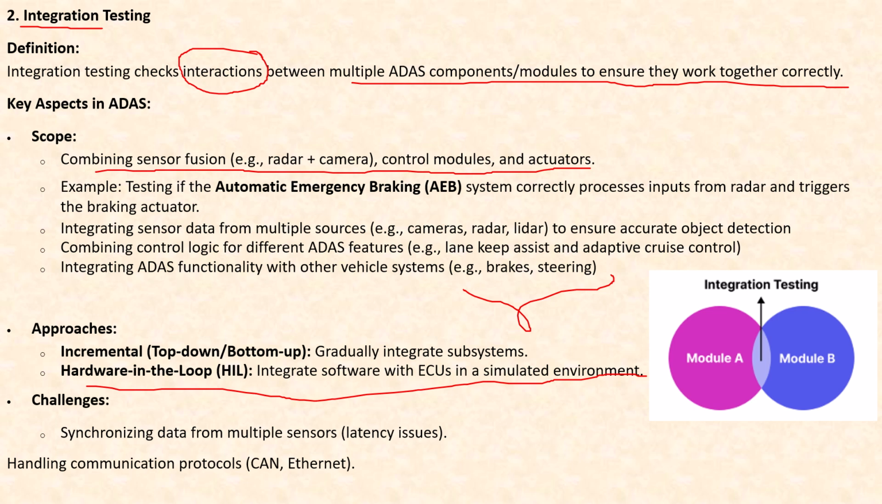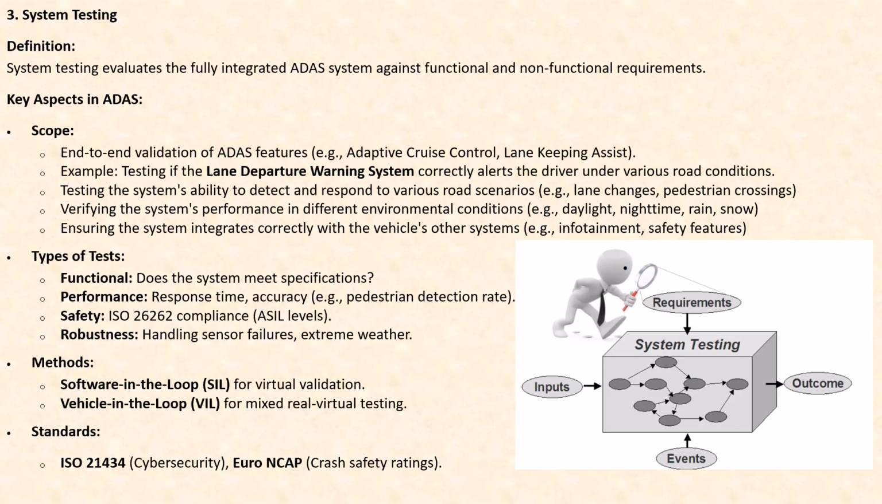Okay, integration testing. You see this drawing. Integration testing is nothing but checking the interaction or the interface between the two modules. So this is called integration testing. Next comes the system testing. Now this system testing is again a slightly higher level testing but a very important type of testing. System testing evaluates the fully integrated ADAS system against functional and non-functional requirements. So it can be both functional and non-functional requirements.